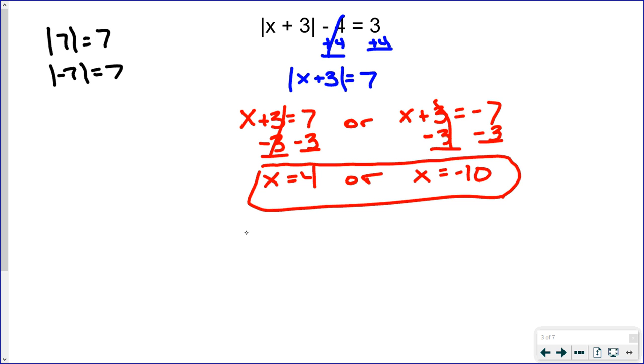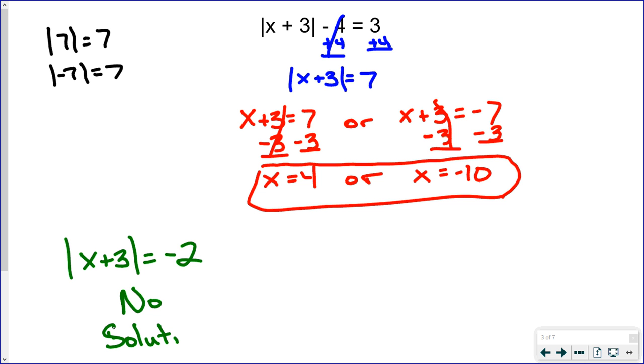Now, remember, if you get an absolute value equation and it's equal to a negative number, then that's no solution, because the absolute value of something can never be negative. So this isn't possible. So there's no solution to that. All right.